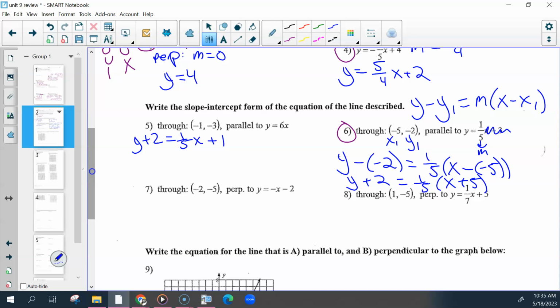And your last step will be getting y by itself. Getting rid of the 2, so subtracting it to the other side. So this would be parallel to the original and go through that point.